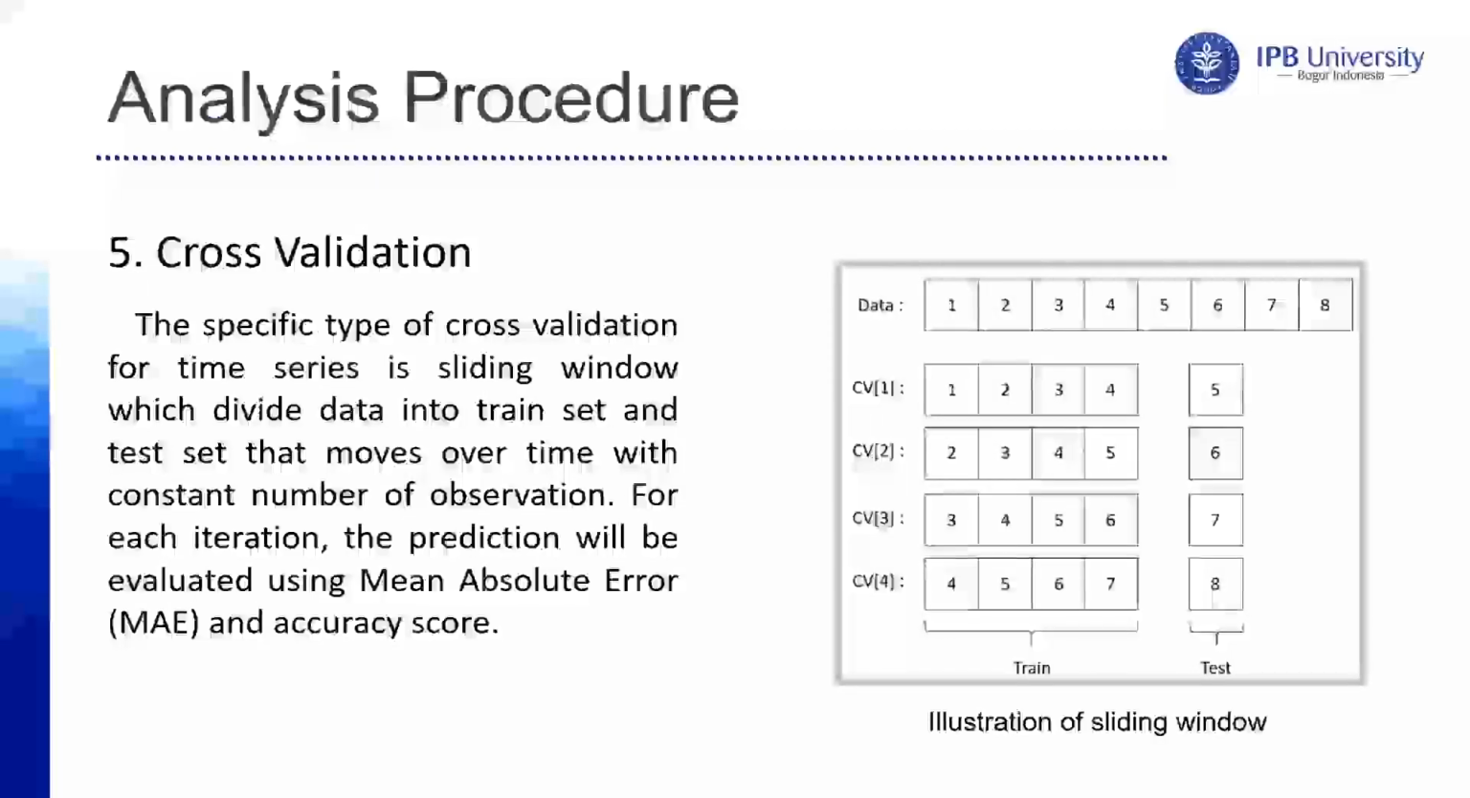Step number 5 is cross-validation with the sliding window method. This method is a specific type of cross-validation for time series. As an illustration, on the right-hand side, the data will be divided into 8 folds with a total of 4 iterations of validations. On each iteration, the earliest fold will be taken out and replaced with the test set of the previous iteration. The evaluation metrics are mean absolute error and accuracy score.